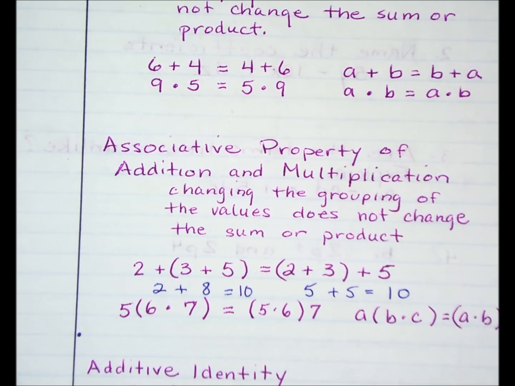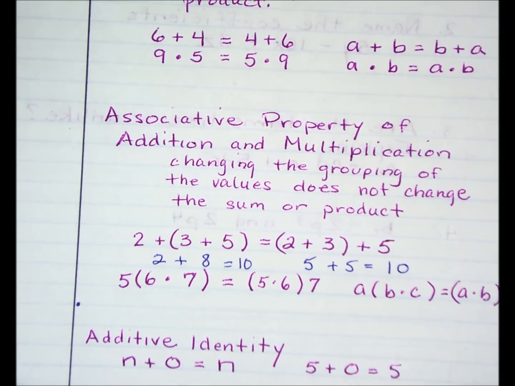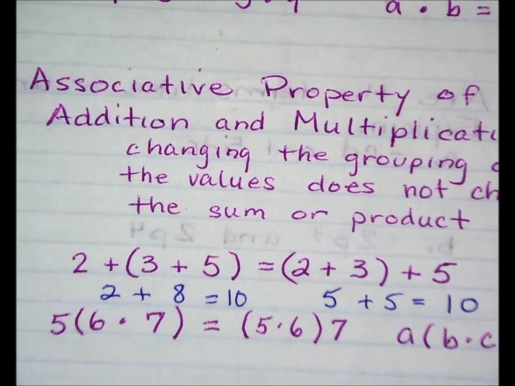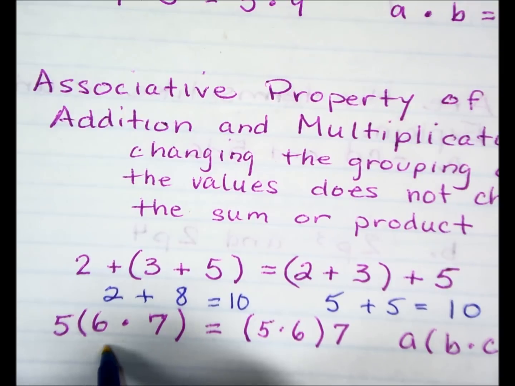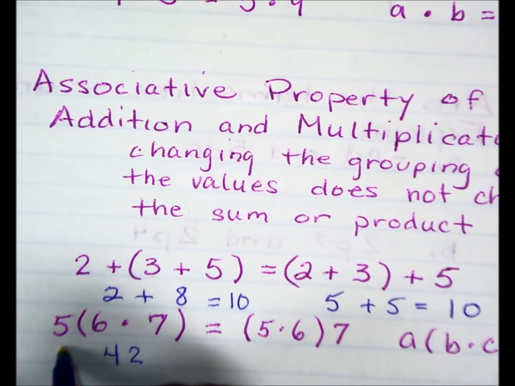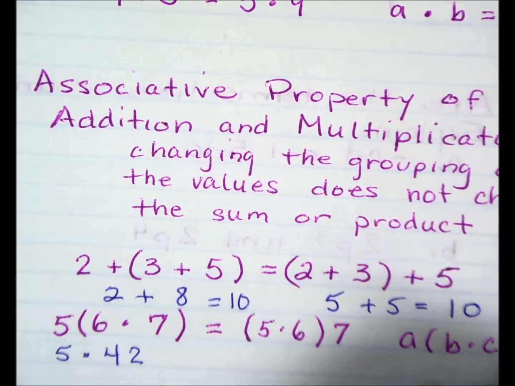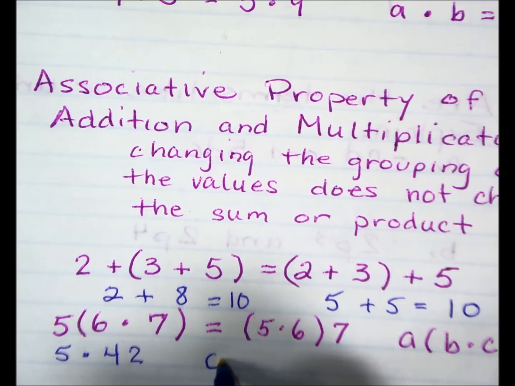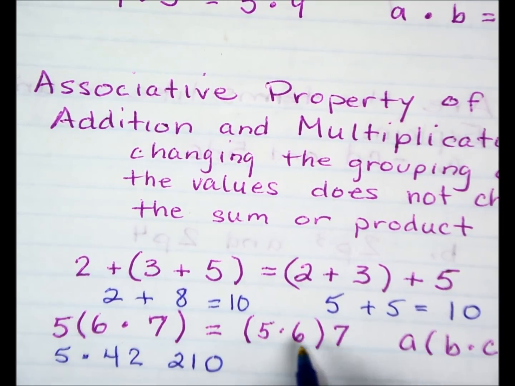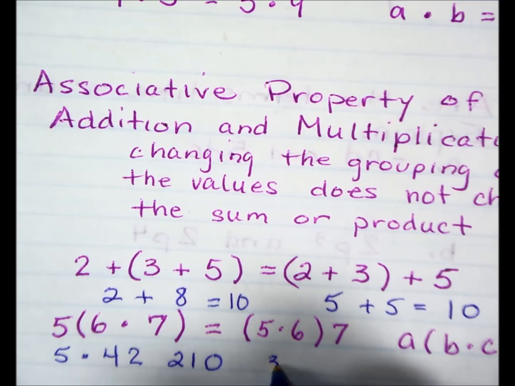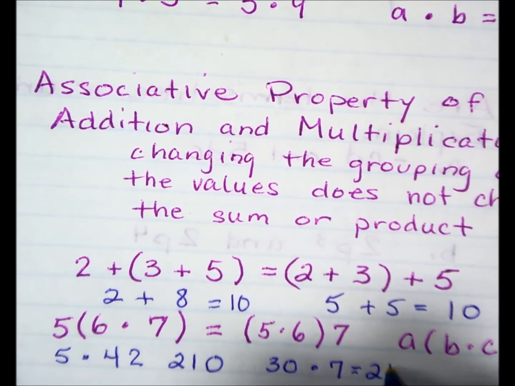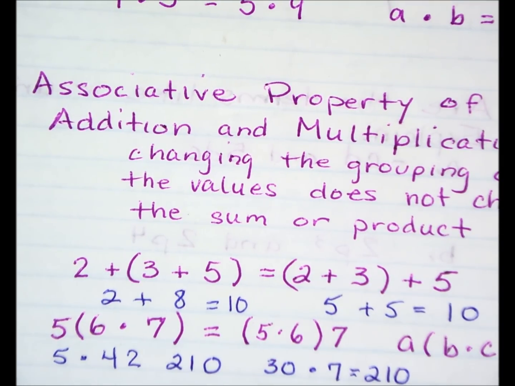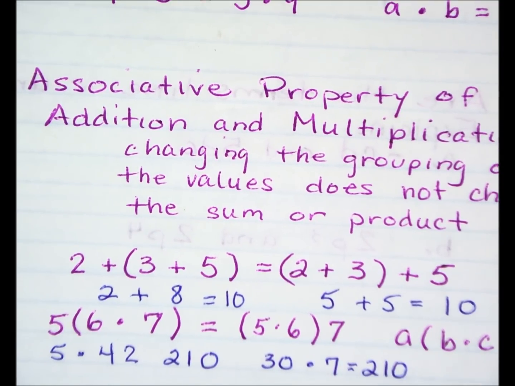The same would occur with multiplication. So if we were to do 6 times 7, which is 42, and then 5 times 42, that would equal 210. And if we do 5 times 6, which is 30, 30 times 7 would equal 210. So the value doesn't change even though we've grouped them differently.